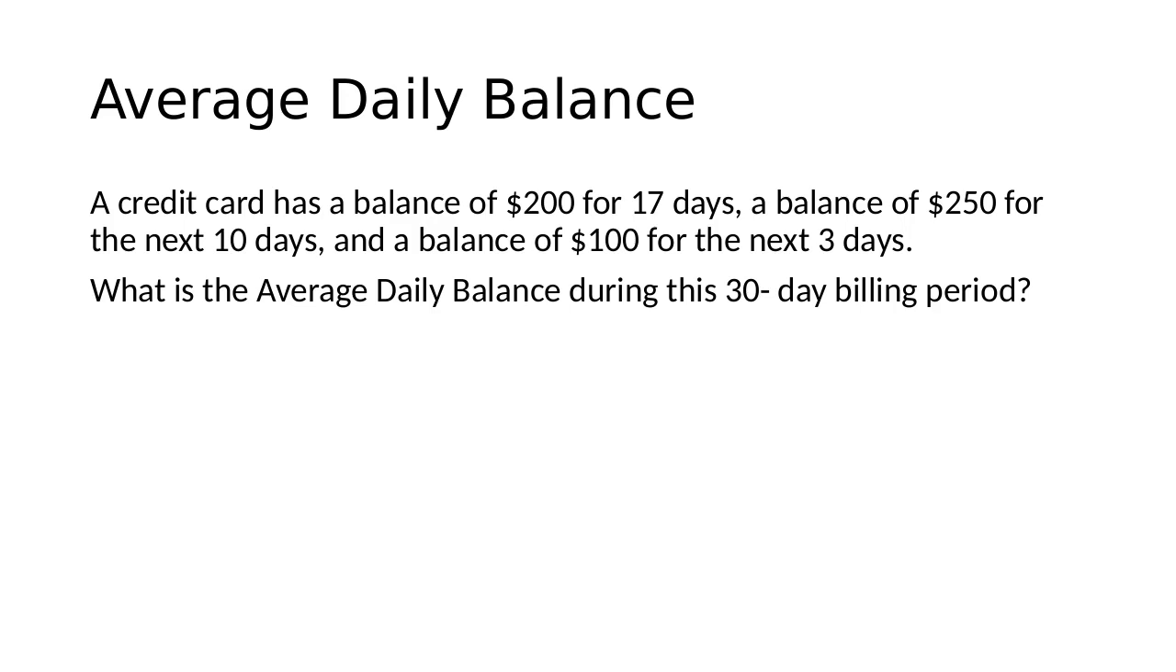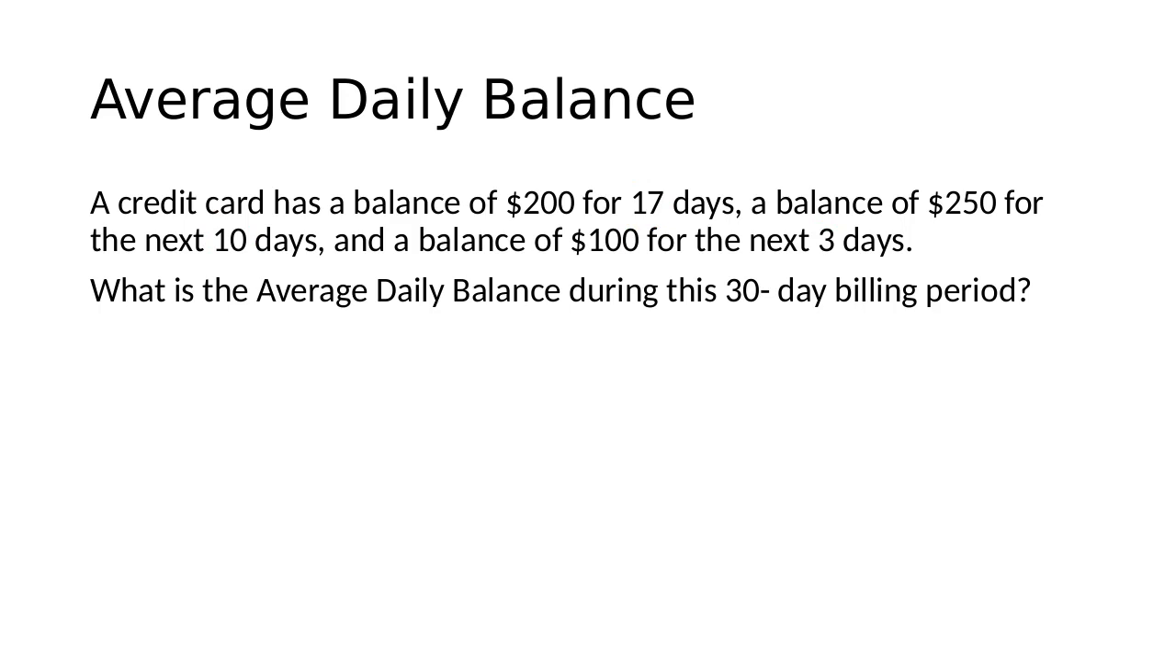A credit card has a balance of $200 for 17 days, a balance of $250 for the next 10 days, and a balance of $100 for the next 3 days. What is the average daily balance during this 30-day billing period? We can see that it's a 30-day billing period because we have 17 days plus 10 more that would make 27 plus 3 more that would make 30. So we know it's a 30-day billing period.